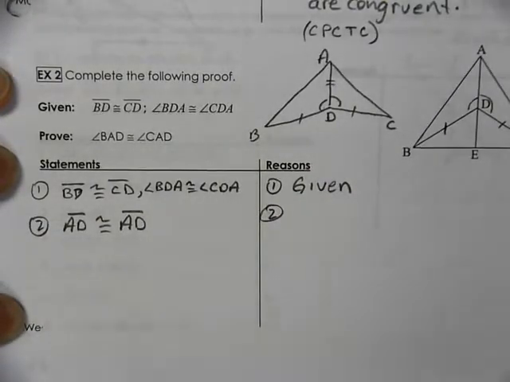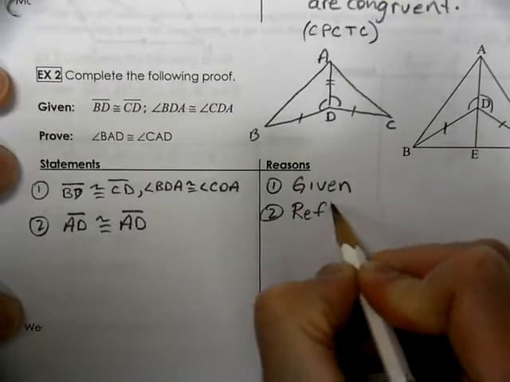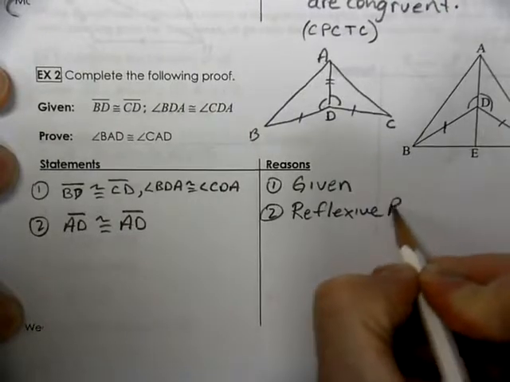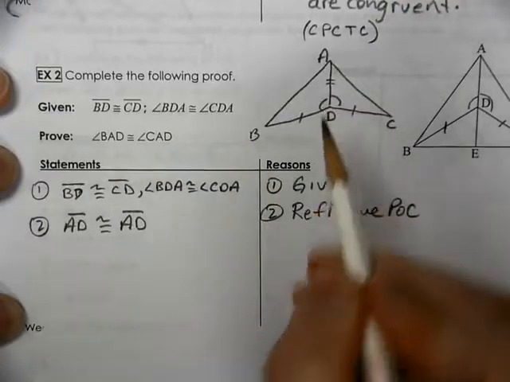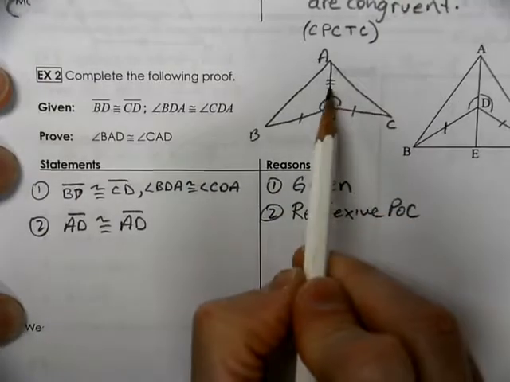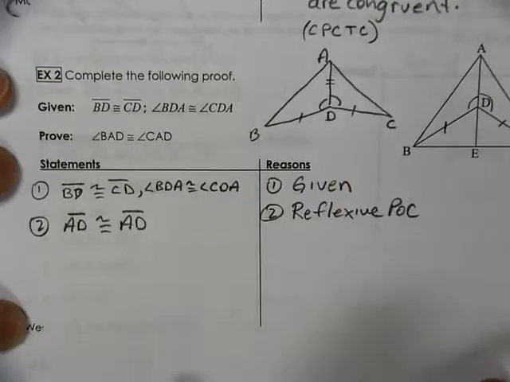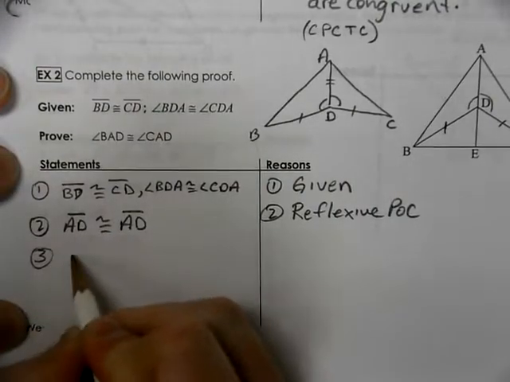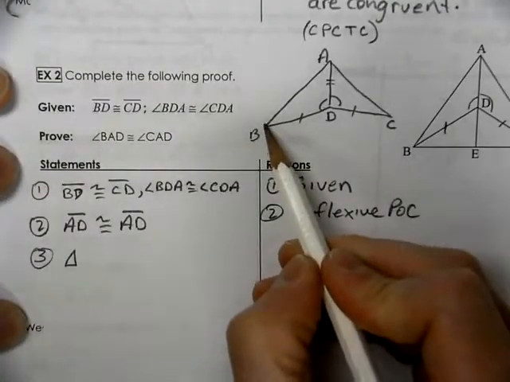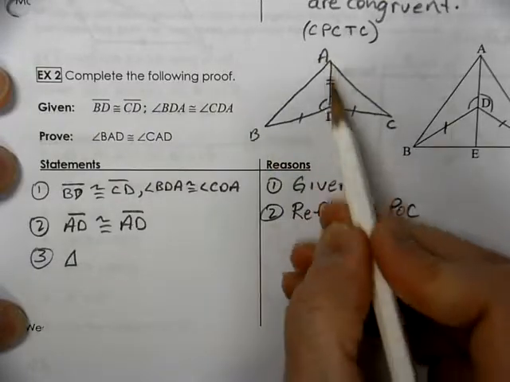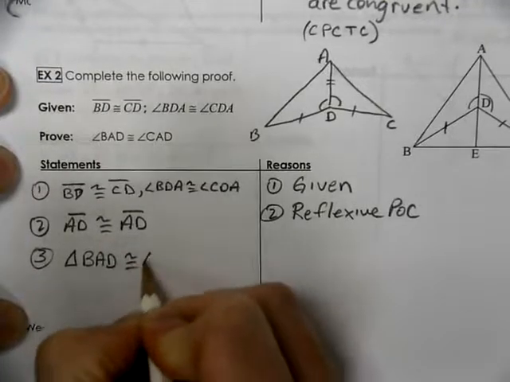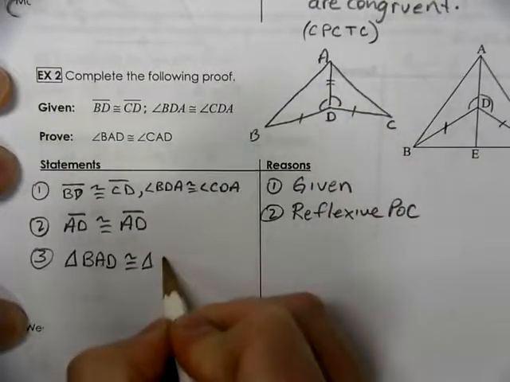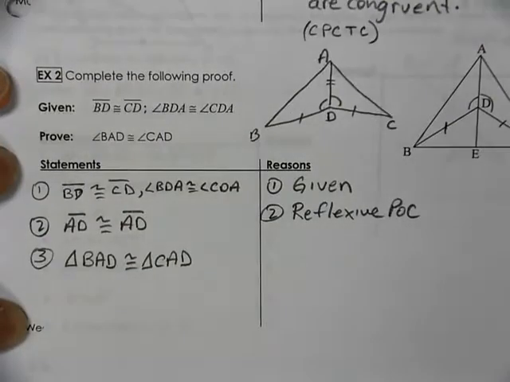What's our reasoning for that? Reflexive property. Whenever the triangles are sharing the exact same side, that's called the reflexive. There's one location that they both share. So now we know the triangles are congruent. So triangle BAD, with the CAD triangle.